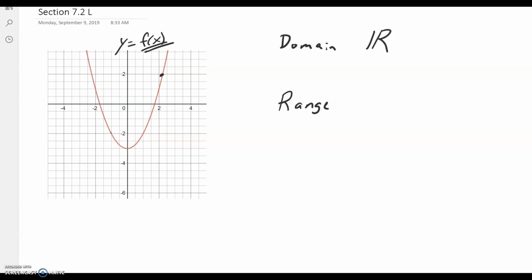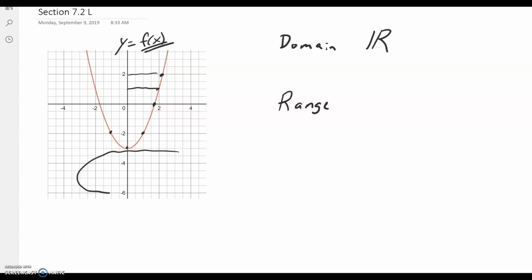So right here the output is 2 because it has a height of 2. Right here the output is 1 because it has a height of 1. Here the output is 0. Here the output is -2. Here the output is -3. Here the output is -2.